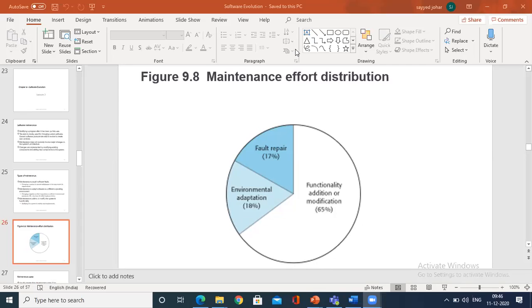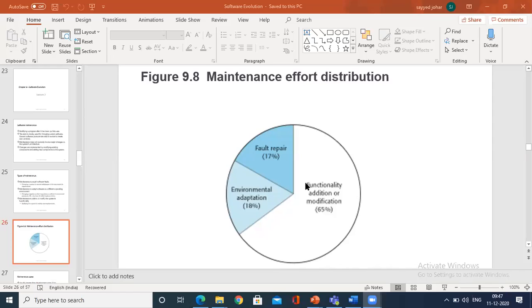You could see fault repair is only 17%, environmental adaptation is 18%, whereas adding functionality, that is addition or modification, takes 65%. I hope you have understood the concept of software maintenance. What is software maintenance? Software maintenance is nothing but maintaining a software after it is given completely to the user, but there may be some sort of maintenance.